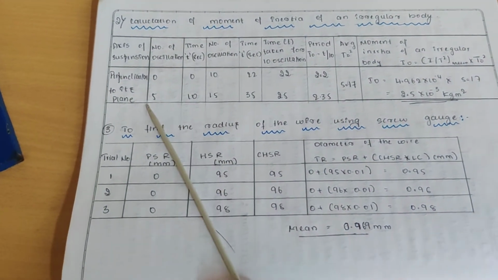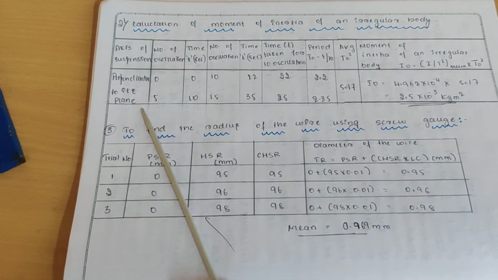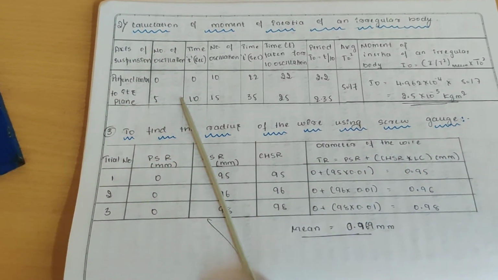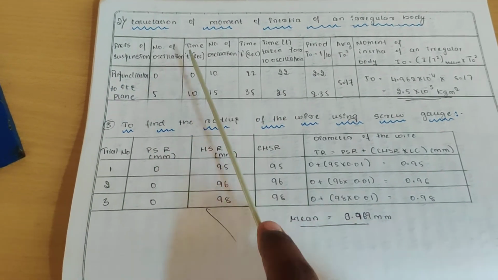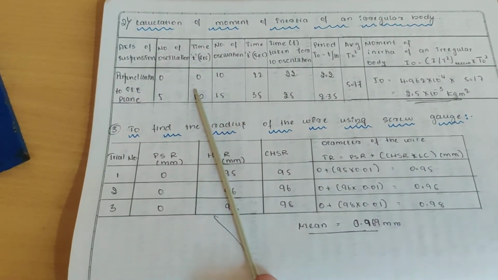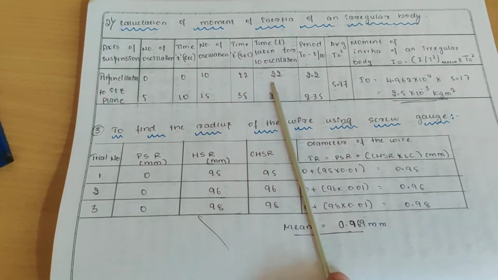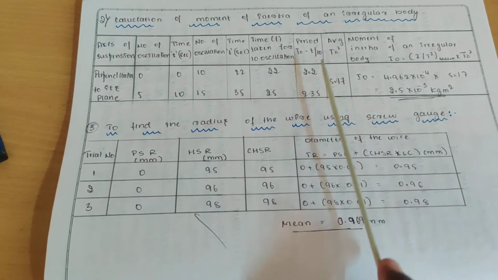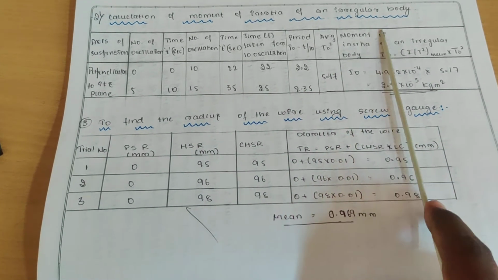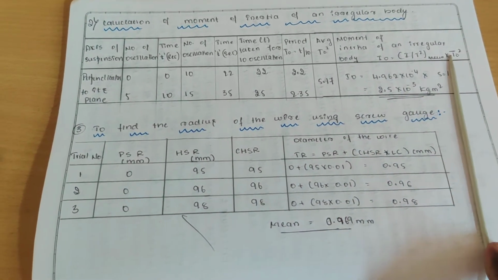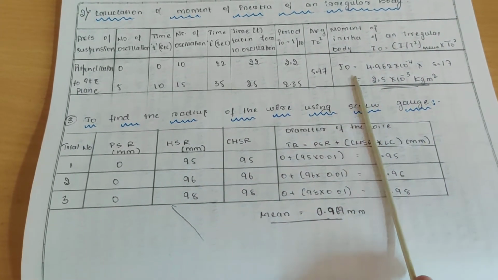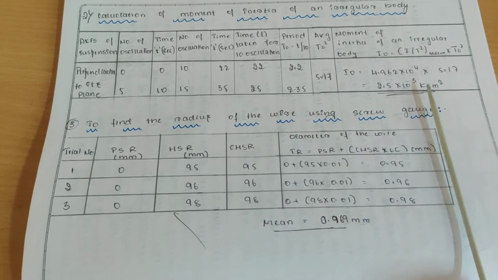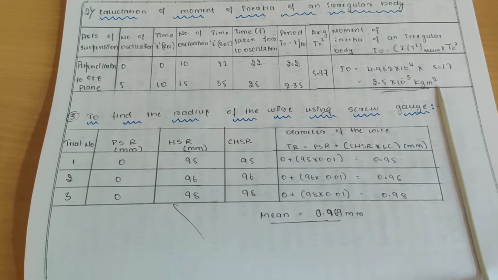Again, this tabular column is for the irregular body, so perpendicular to the plane of the irregular body. As we have done in the rectangular plate and circular plate, in the irregular body also we have recorded the number of oscillations with respect to time, and taken the average time taken for 10 oscillations. Time period we have calculated, average time similarly, and moment of inertia I naught is equal to I by T square. So this is the I naught, moment of inertia of an irregular body. So how much we got? I naught is equal to 2.5 into 10 to the power minus 3 kg meter square.